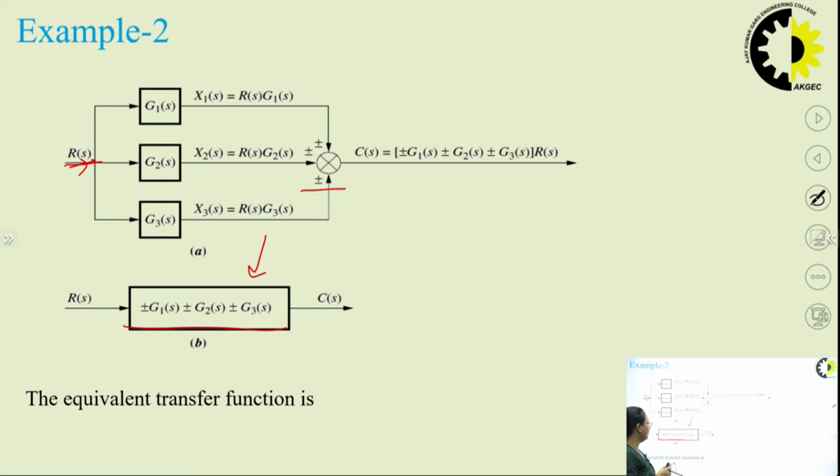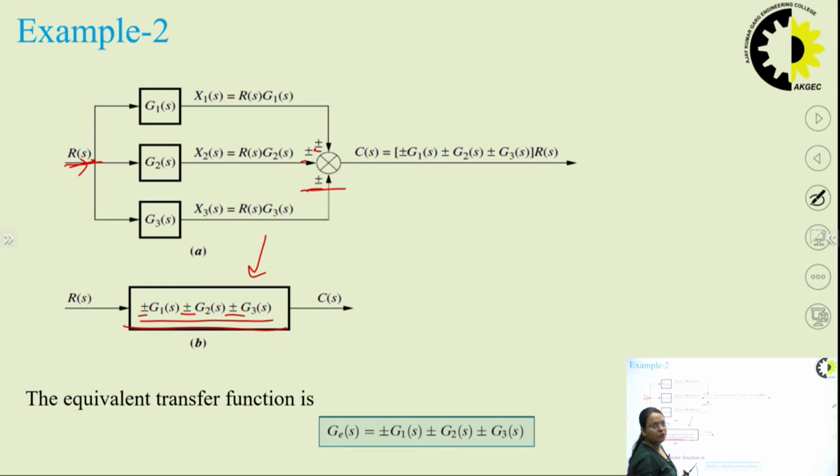The sign will depend on what sign we have applied at the summation. Here I have drawn a plus-minus sign for all. So it can be represented with a single transfer function. The equivalent transfer function for this system will be equal to plus or minus G1(s), plus or minus G2(s), and plus or minus G3(s).